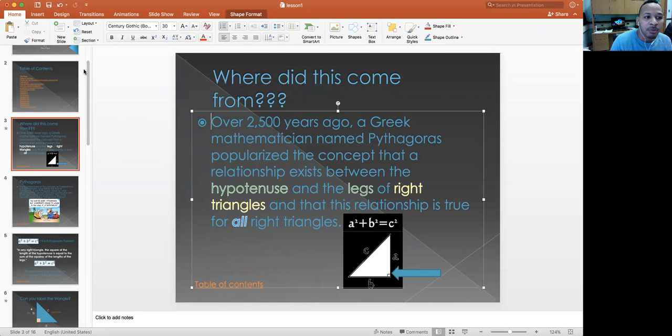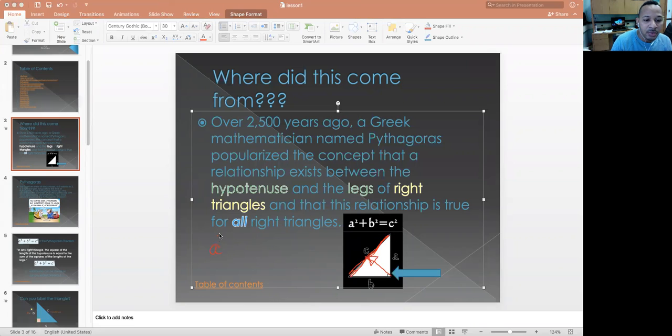So where did it come from? That's a good question, right? It's the Greek Pythagoras. Pythagoras actually came up with a concept that is used specifically when dealing with right triangles. It speaks to the relationship between the legs of the right triangles and the hypotenuse, being the longest side of the triangle, which is here. It's always directly across from the right angle. So that's how we know the hypotenuse.